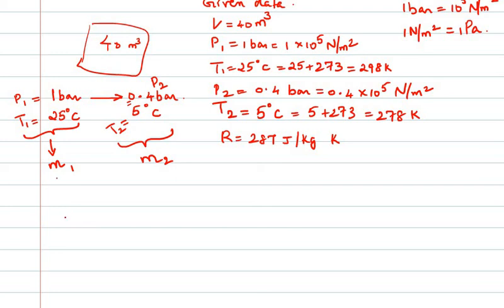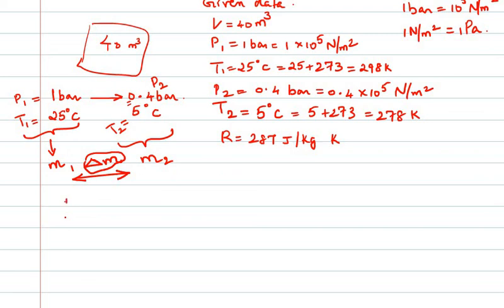So initially there was mass M1, and after the pressure is reduced to 0.4 bar, the mass is M2. So how much mass is taken out? That you keep as delta M. So this is the quantity of mass that is removed during the process. So this delta M I have to find.